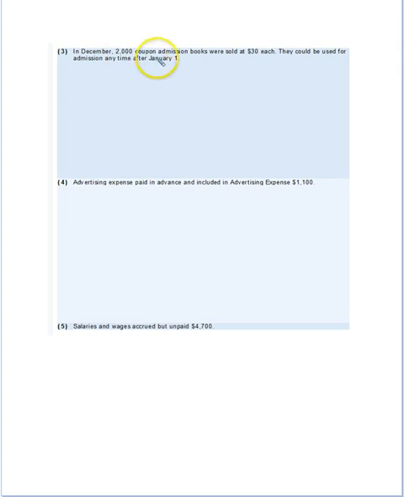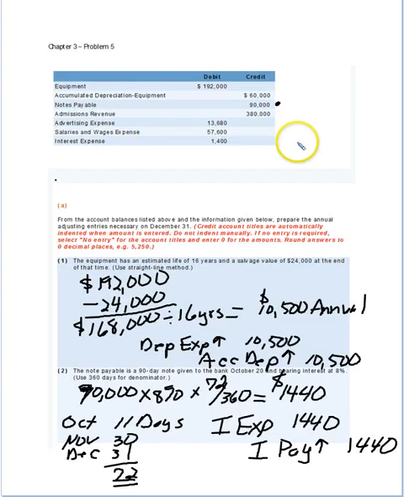Number 3, in December, there were 2,000 coupon admission books were sold at $30 each. They could be used for admission anytime after January. Okay, so let's go back and look at how did they record that. So the coupons, we normally would have thought that when they sell a coupon, we haven't delivered anything yet, so that would be unearned revenue. But we don't see any of that here, right? Don't see any unearned revenue. So then I have to wonder, well, how did this get recorded?